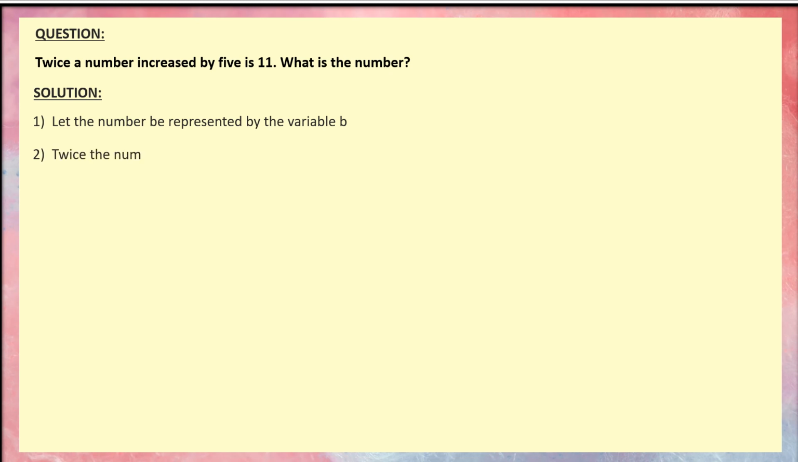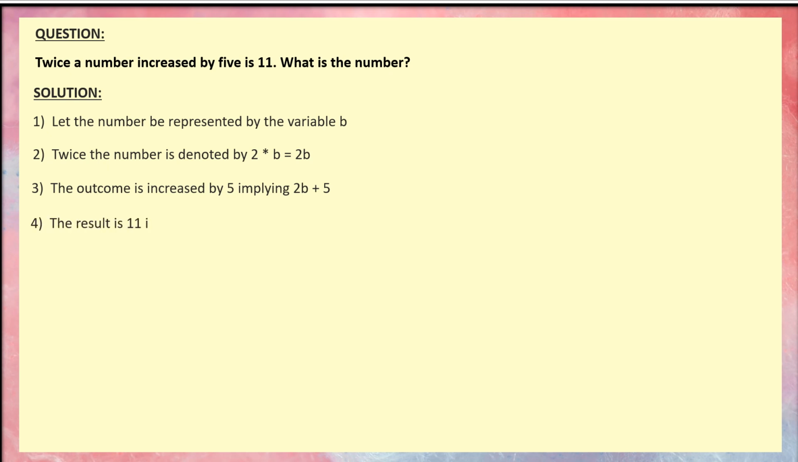So twice this number implies 2 times b, which is 2b. And if 2b is increased by 5, it implies that 2b plus 5 is how it will be represented. And if this outcome is 11, it implies that 2b plus 5 is 11. So we'll be solving for b in this particular equation. The equation is 2b plus 5 is equals to 11.